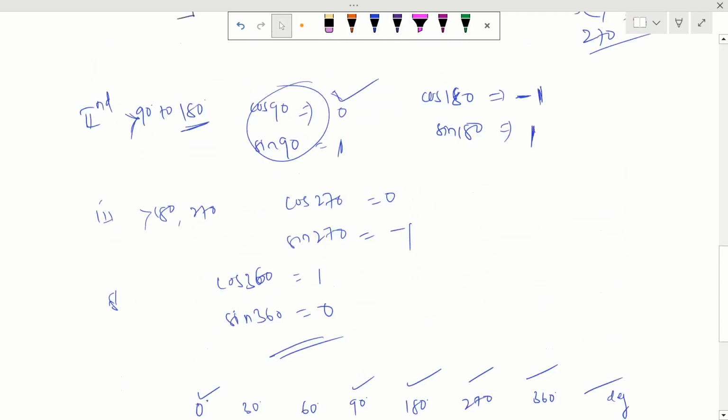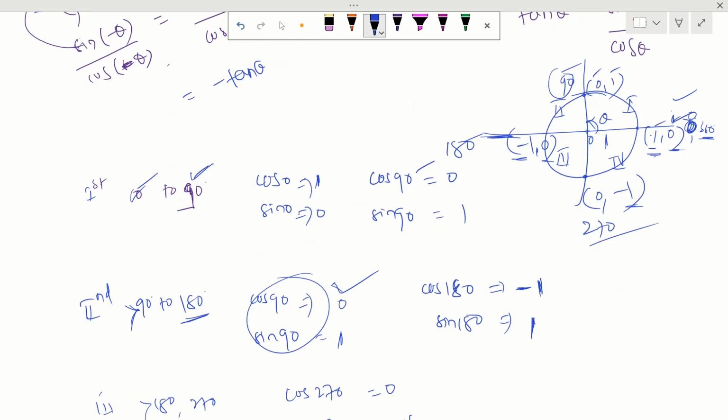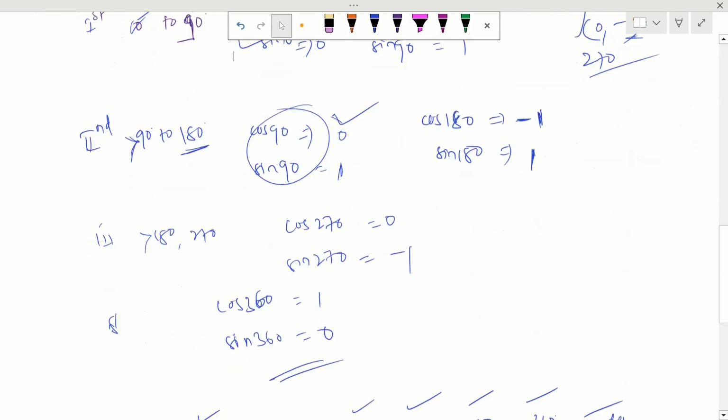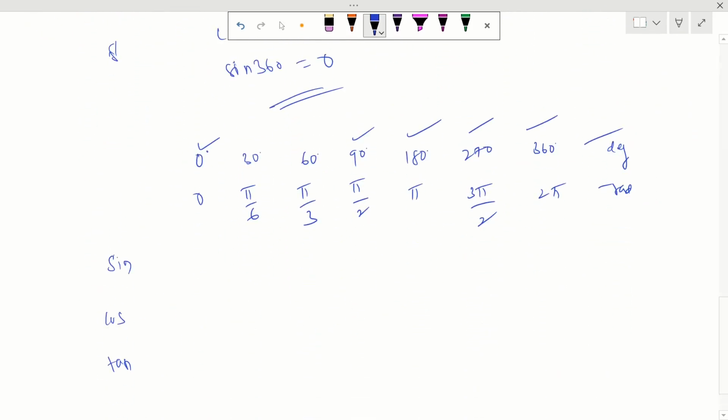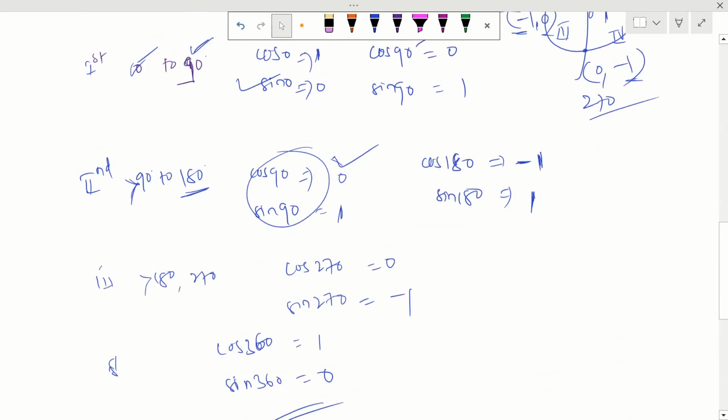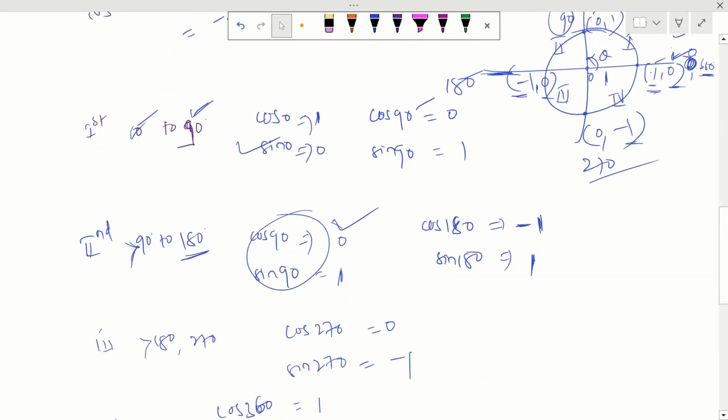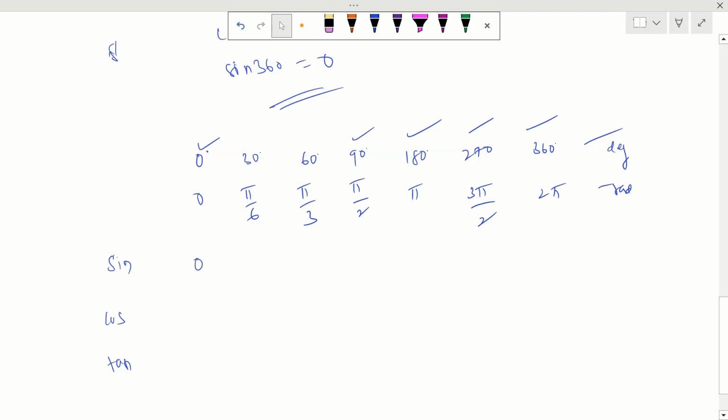So sine 0 is what? Sine 0 is 0. Which value we know, that one I'm writing here. Sine 90 is what? You just check the previous values. Sine 90 is 1. The same values we got from the diagram, I'm writing.